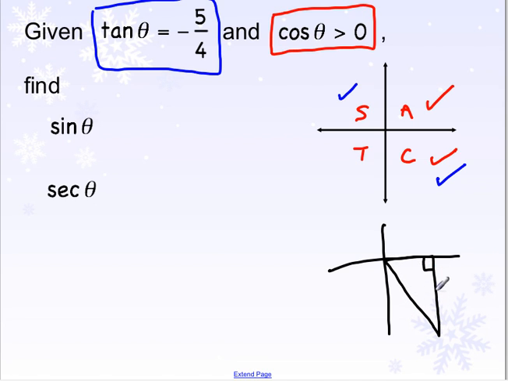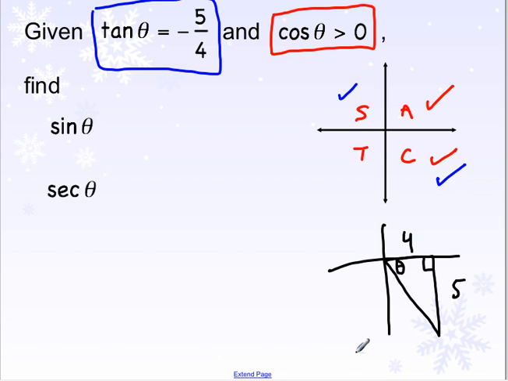So you have to draw a right triangle in the fourth quadrant. Make sure that the right angle is by the x-axis and theta is by the origin. And then fill some stuff in. You know tangent is negative 5/4. So tangent is opposite over adjacent. Okay, so opposite would be the 5 and adjacent would be the 4.